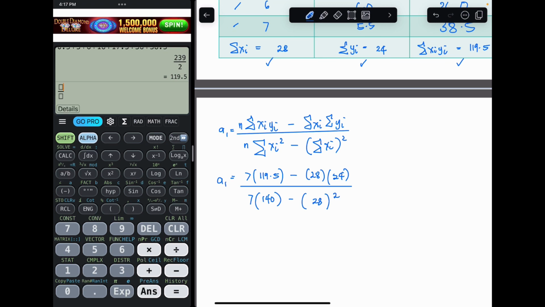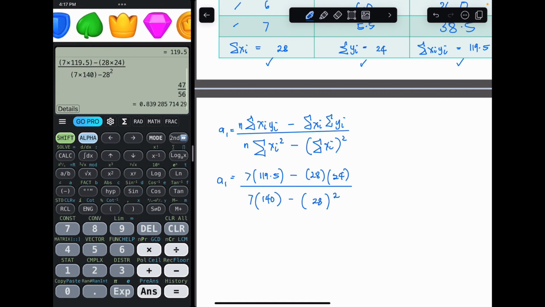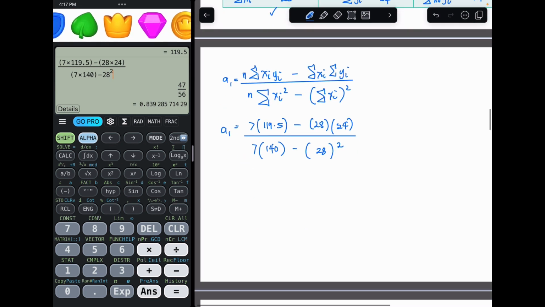So that would be 7 times 119.5, minus 28 times 24, then divide it with 7 times 140, then minus 28 squared. So that's the answer. Let's try to express our answer in 8 decimal places: 0.83928571.